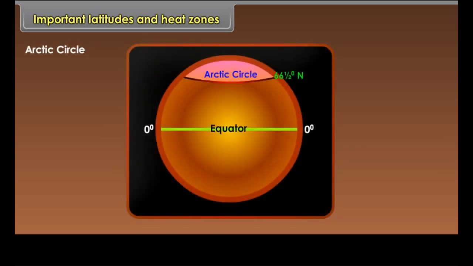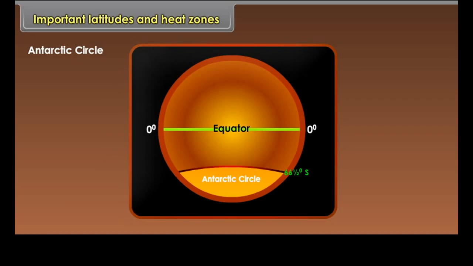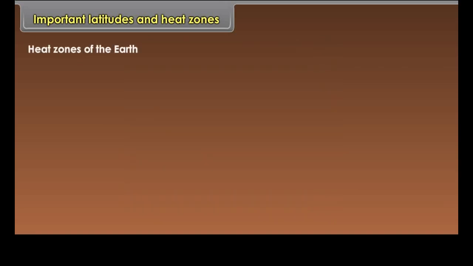Arctic Circle. It lies at 66.5 degrees north of the equator. Antarctic Circle. It lies at 66.5 degrees south of the equator. Heat zones of the Earth.